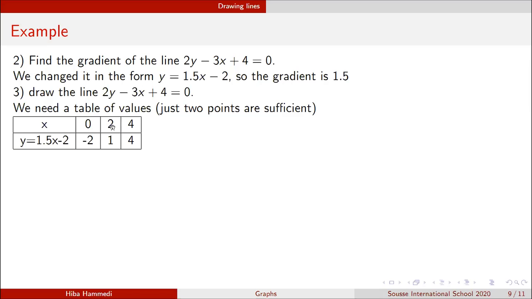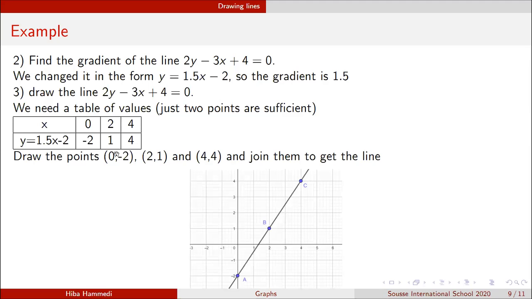x is equal to 2. So 2 times 1.5 is 3. 3 minus 2 is 1. And 4 times 1.5 is 6. Minus 2, it's 4. So I have 3 points. I just need to plot the points (0, negative 2), (2, 1), and (4, 4), and just join them together to get the line. And this is exactly what I did here. So A, B, and C, and join them together, and I got the line.